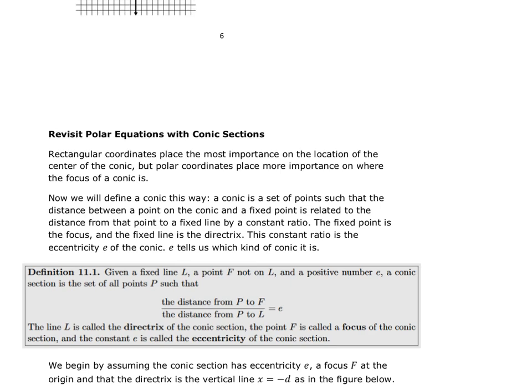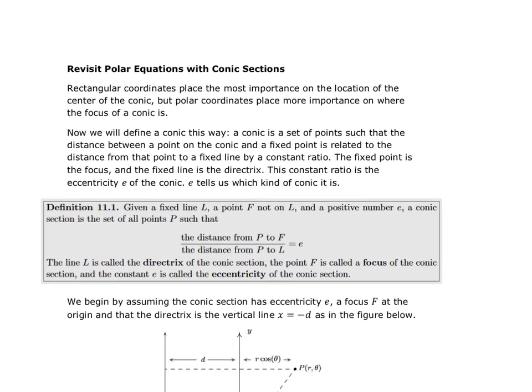In polar coordinates, we are more concerned about the focus. And so we're going to define everything in terms of the distance from the focus. So we get some fixed line L, and we have some point F that is not on L. Then we're going to talk about the eccentricity. The eccentricity is defined as the distance from some point P to the point F, which is the focus, over the distance from point P to the line L, where the point P is not on L. The line L in particular is what we call the directrix.